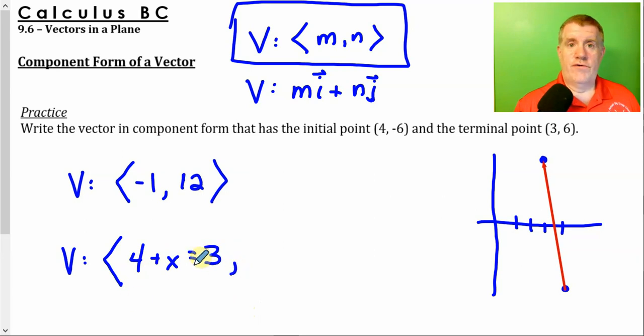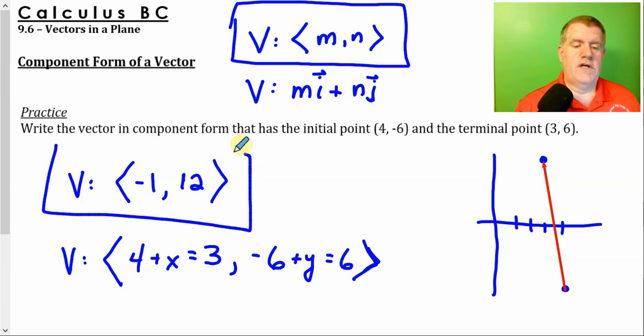How do I get from 4 to 3? How do I get from -6 to 6? Right, you just solve it for x, -1, solve that for y, 12. So that's your vector in component form.